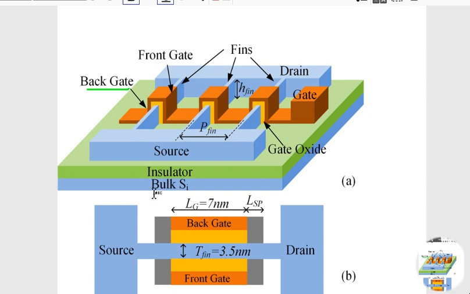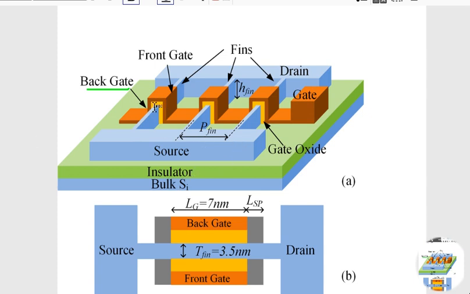So we know that a FET generally has the bulk, on which an insulator is formed, and on top of this the FET is formed. Okay, so this is your source terminal, this is your drain terminal. Generally the gate is like this. But now you see there are fins here: one, two, total three fins. These are called the fins. This is called the height of the fin, H fin. Then the distance between the two fins is called the pitch, which is represented as P fin. Okay, so this is the basic.